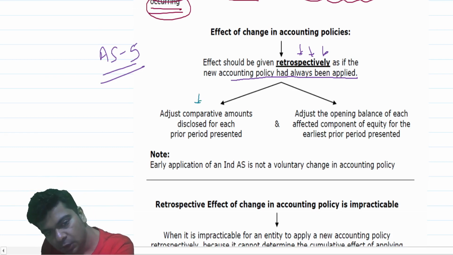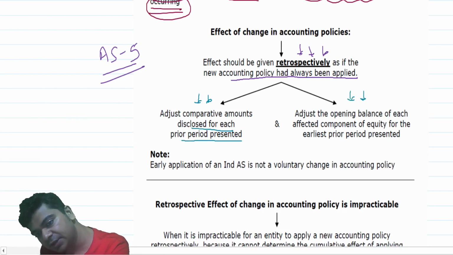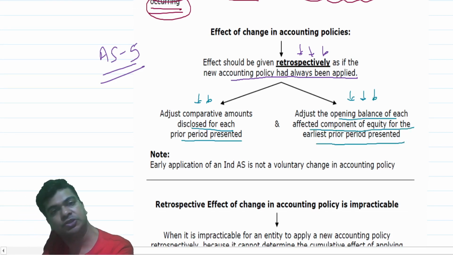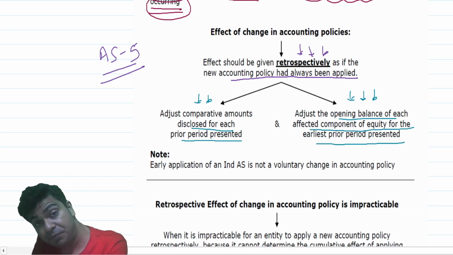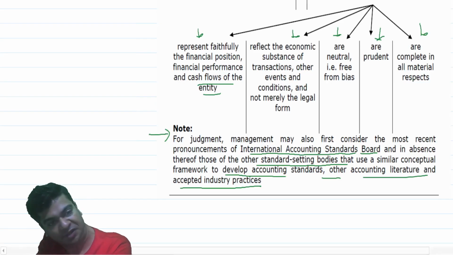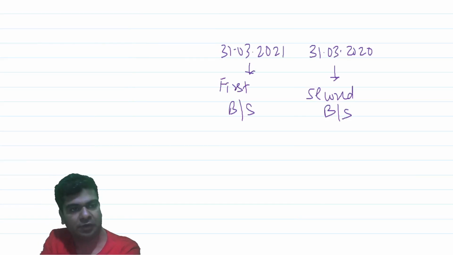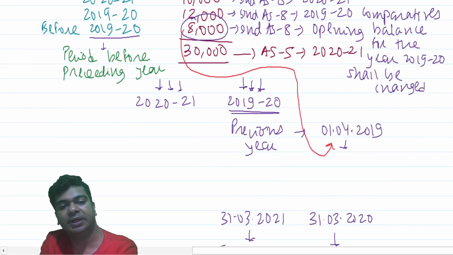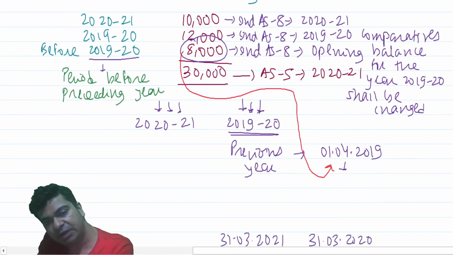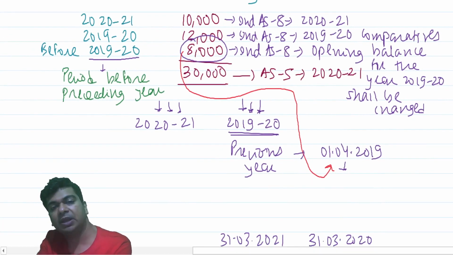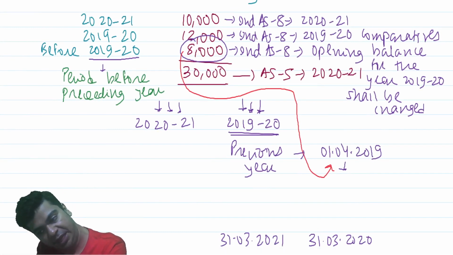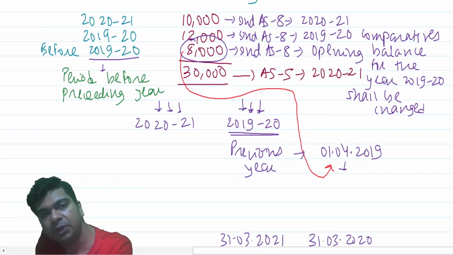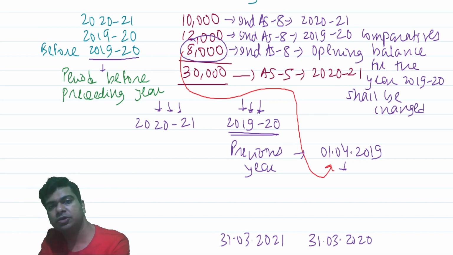This is what we are doing. Adjust the comparative amounts disclosed for prior periods presented, and another thing, adjust the opening balance of each affected component of equity for the earliest prior period presented. So whenever you are giving the effect of the accounting policy retrospectively, this is what will be done, right? This example that we have taken is basically helping us understand not just the accounting treatment under Ind AS 8, it also helps us understand what will happen under Accounting Standard 5. You can compare and contrast. We go for a very simple treatment in AS 5.